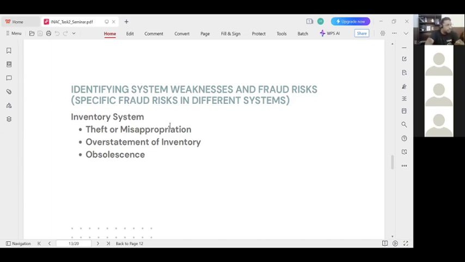So these are the things you could see in case of inventory systems: theft or misappropriation, overstatement of inventory, and obsolete inventory kept at the previous cost.